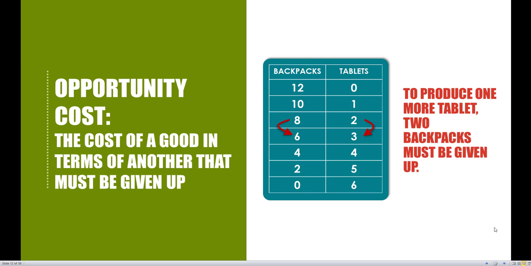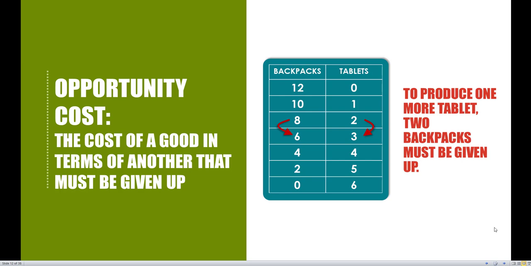Let's go ahead and answer question B. How much is it going to cost the economy to change the production mix? We can answer this question by taking a look at the opportunity cost: the cost of a good in terms of another that must be given up. And if you remember from chapter number 1, it's also the next best alternative.